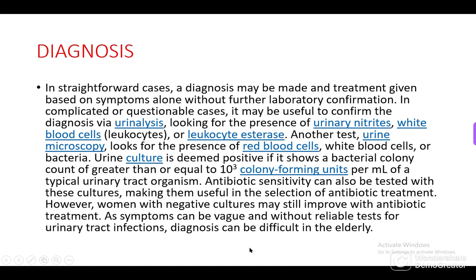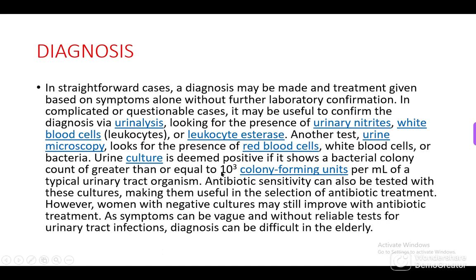And then we go for the gold standard, which is culture. Gold standard, and in this case the minimum count is required. First of all, the count is 10^3 colony forming units (CFU) per ml of a typical urinary tract organism.